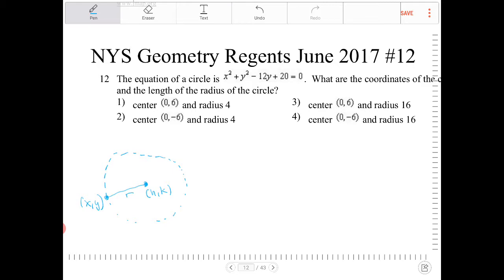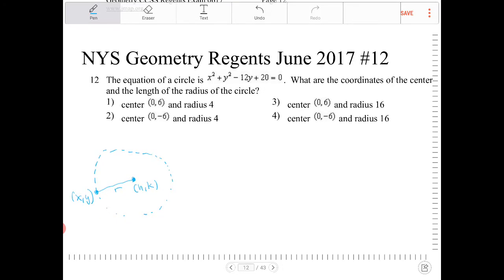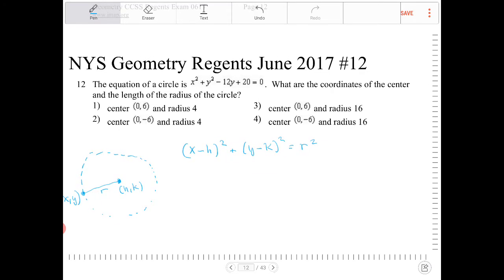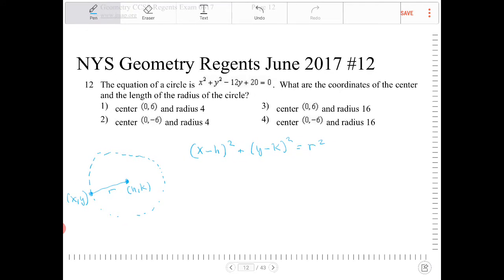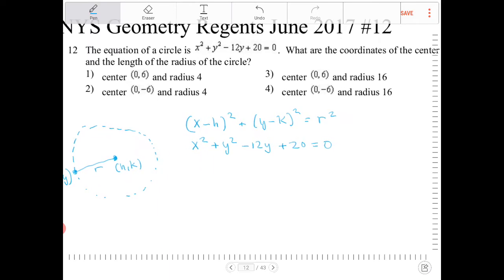Well, the way in which we go about this is we use the distance formula, or the Pythagorean theorem. So we take x minus h, quantity squared, plus y minus k, quantity squared, and set that equal to r squared. This is just the Pythagorean theorem. All right, so what we want to do is turn x squared plus y squared minus 12y plus 20 equal to 0 into an equation that looks like the template that I just wrote up above.